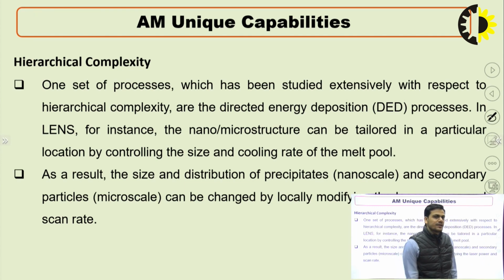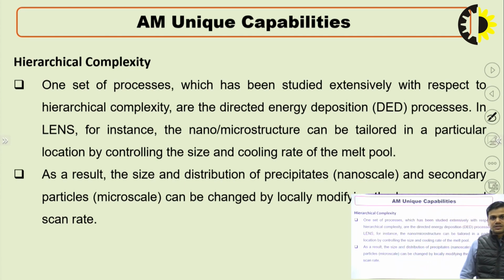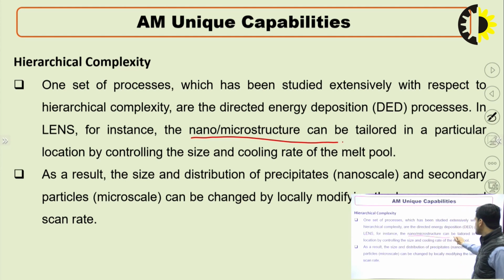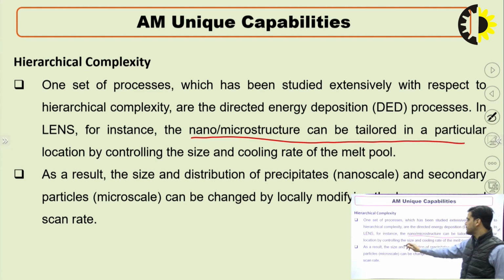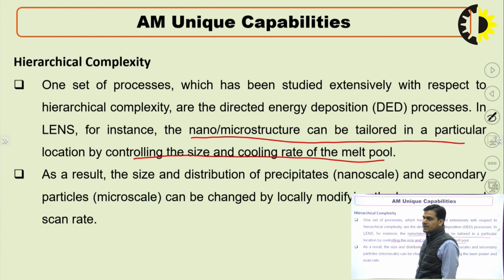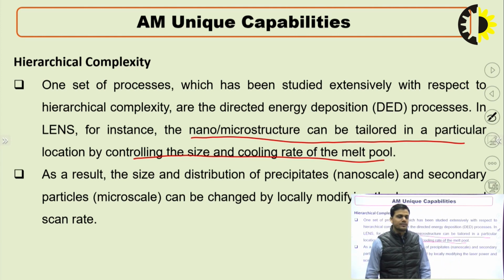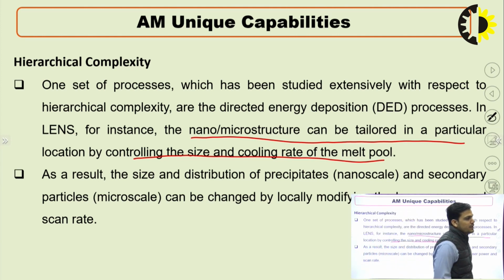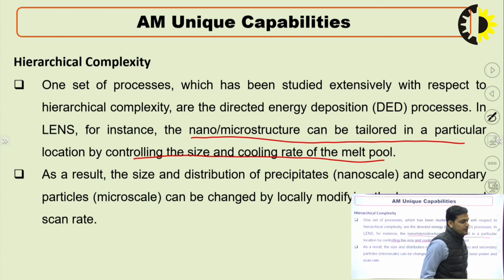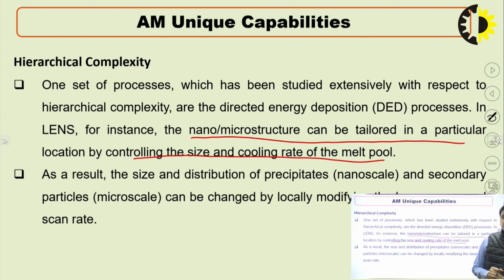One set of processes which has been studied extensively with respect to hierarchical complexity is the DED process. In LENS, for instance, the nano microstructure can be tailored in a particular location by controlling the size and cooling rate of the melt pool. Because in the DED or LENS process, what actually happens is totally dependent upon the cooling rate of the particular material that you are depositing over there.